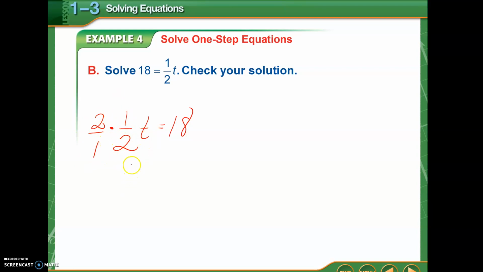1 times a thing is just t. But remember, if I do that to this side, I have to do it to this side. I'll put a 1 under there. And 18 times 2 is 36, and 1 times 1 is 1.